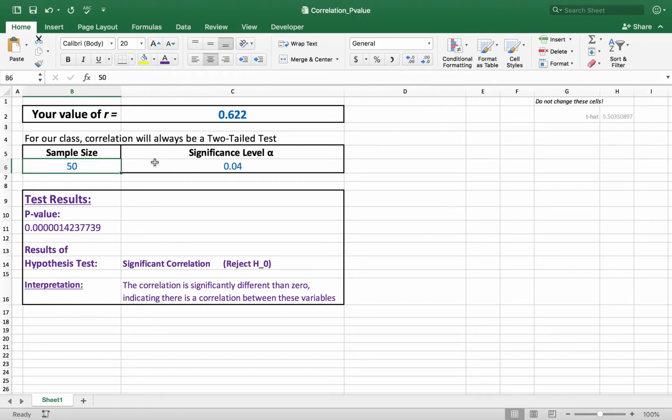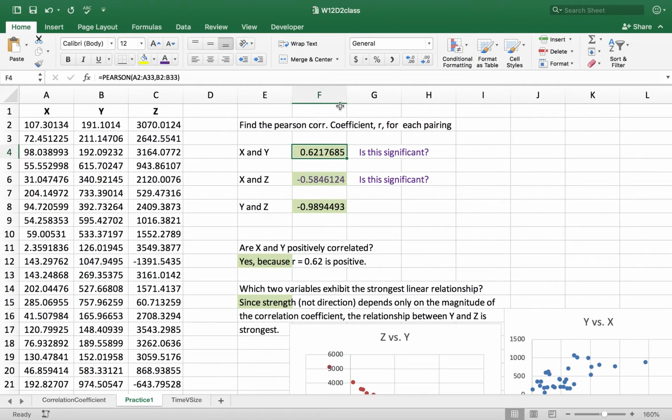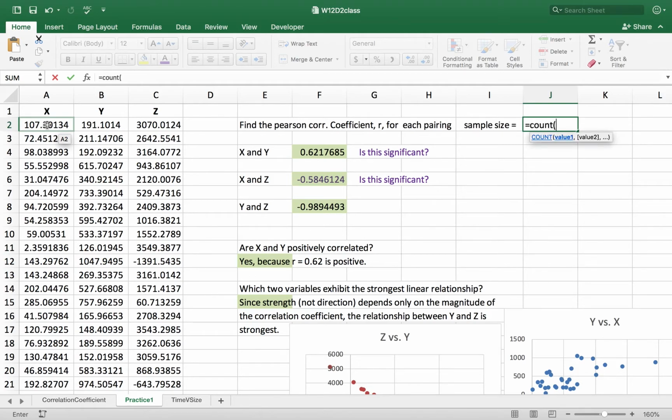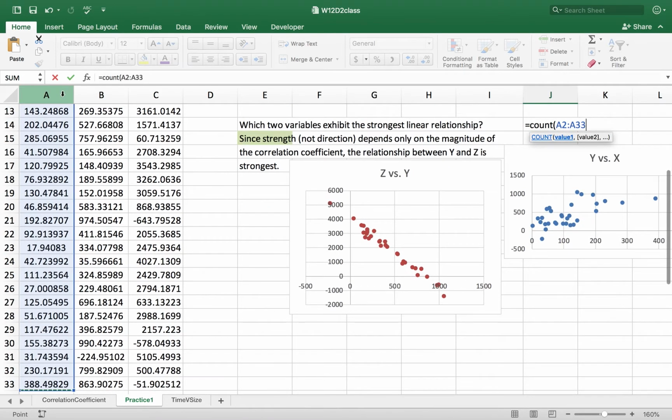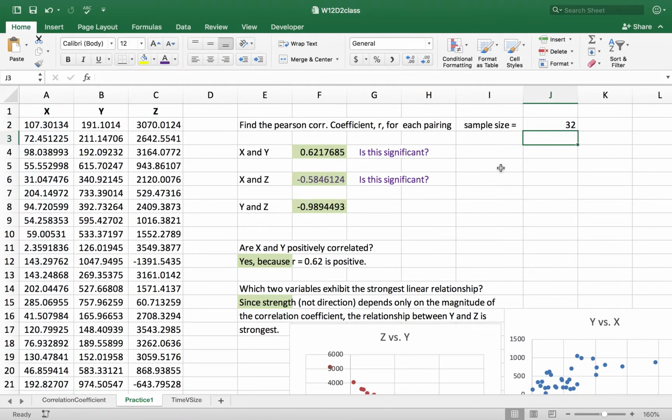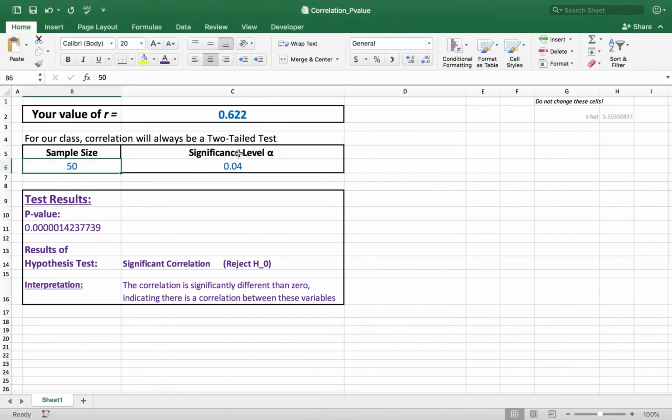have 50 observations. And remember, when we go to compute our sample size, we want to make sure that we just count out how many rows there are. So we're just going to do count and only apply it to one column to see how many rows there are. And in fact, there's 32. So we're going to jump back over to our correlation p-values sheet and put in a sample size of 32.